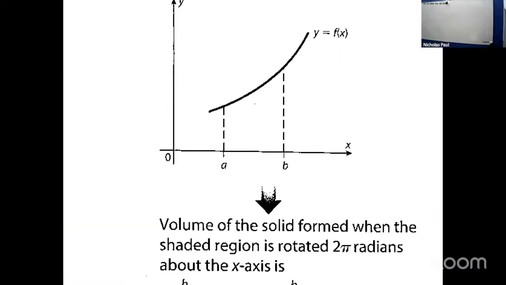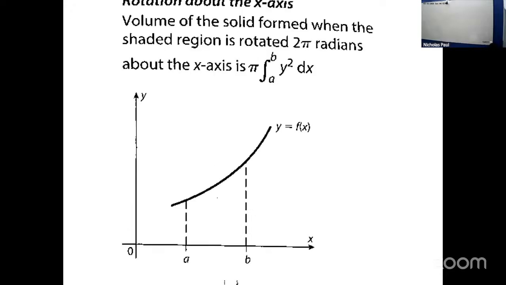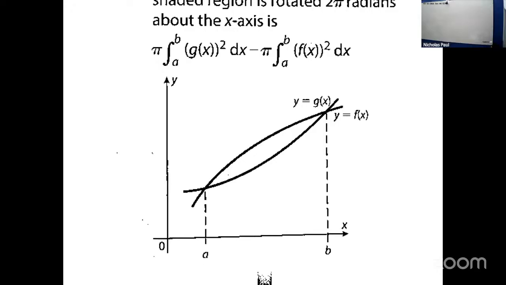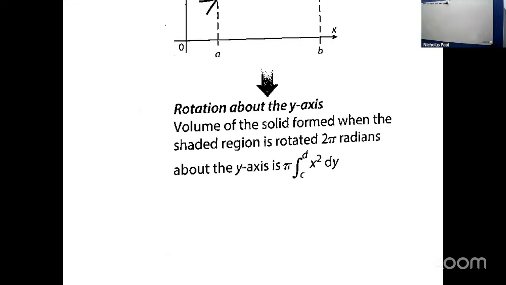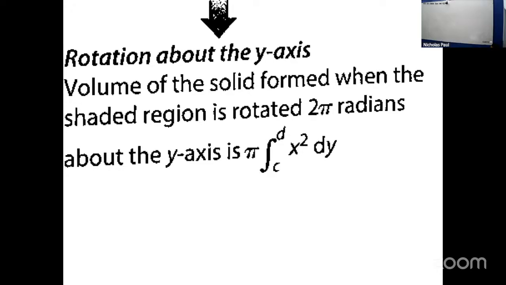Next, the formula for volume rotated: pi integral between b and a of y squared. Same thing from CSEC. If you have to rotate two functions and you just have to rotate this area here, then you minus the one on top from the one underneath, right? If it's about the y-axis, pi times x squared with respect to y, right?